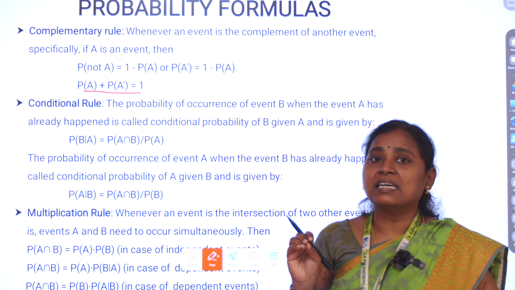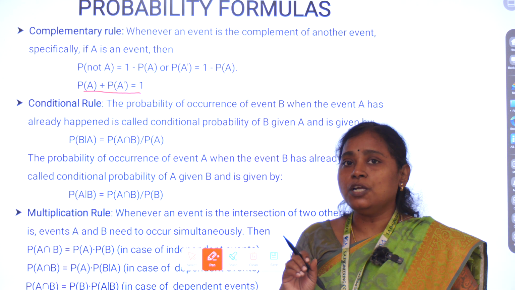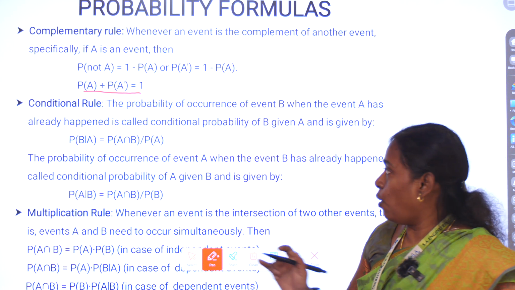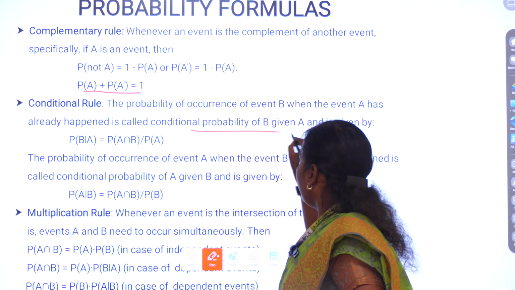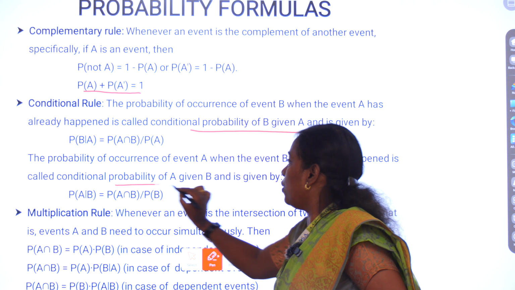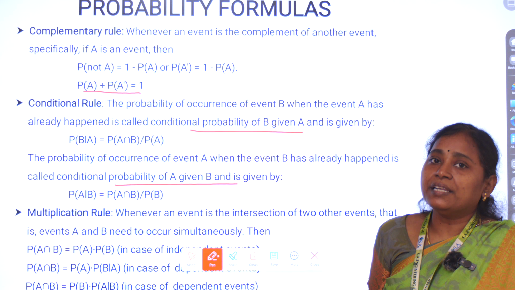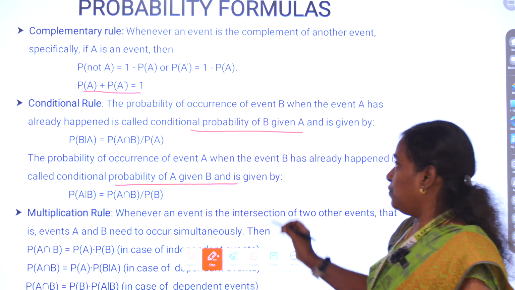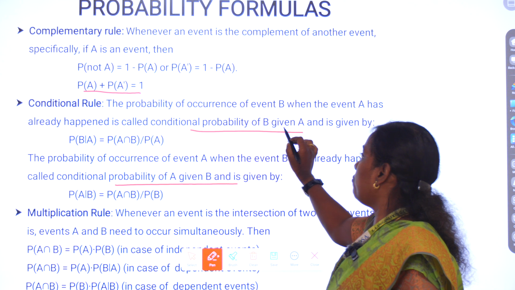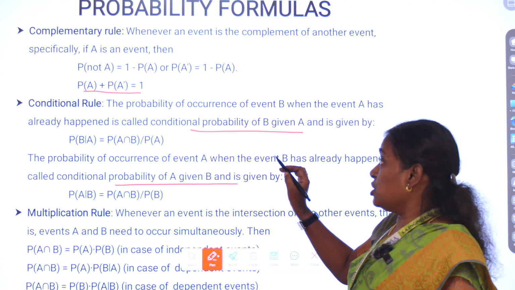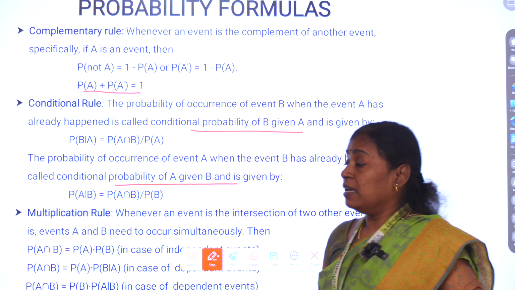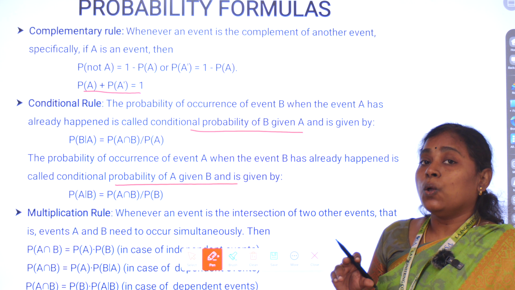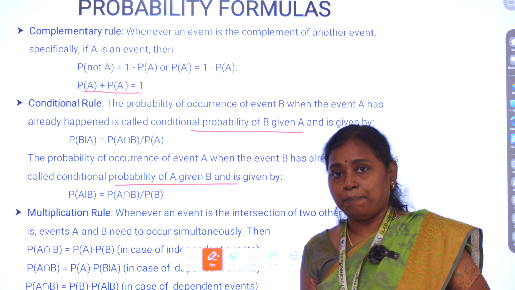The next rule is the conditional rule. In the conditional rule, we have two conditional probabilities: the conditional probability of B given A, and the conditional probability of A given B. Now let us look into the conditional probabilities one by one. The first one is the conditional probability of B given A. The conditional probability of B given A is nothing but the probability of occurrence of an event B when the event A has already happened.